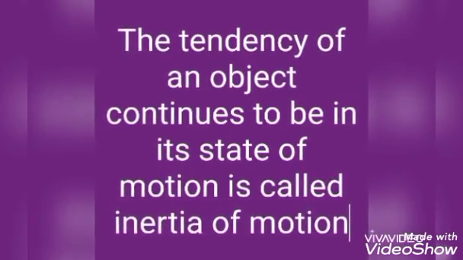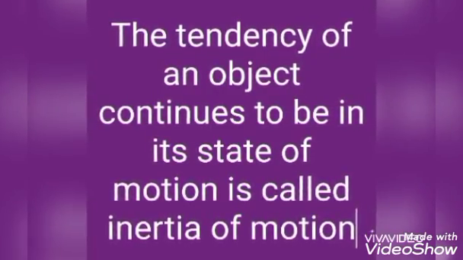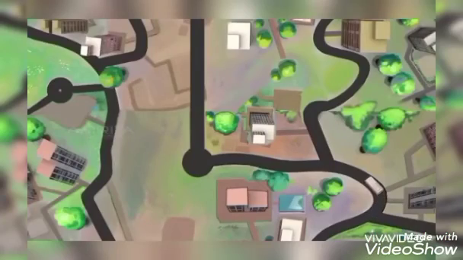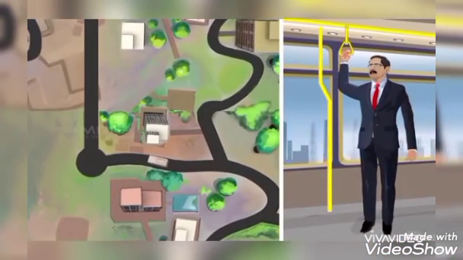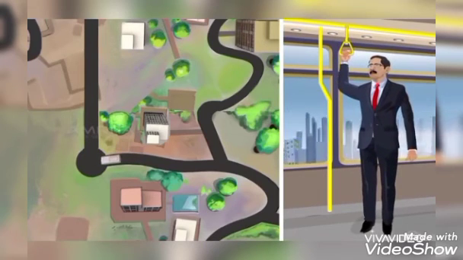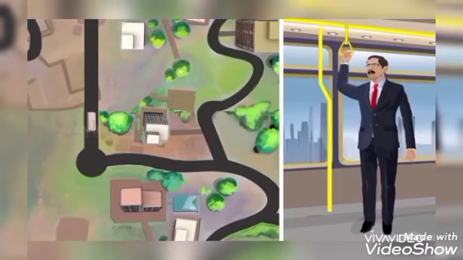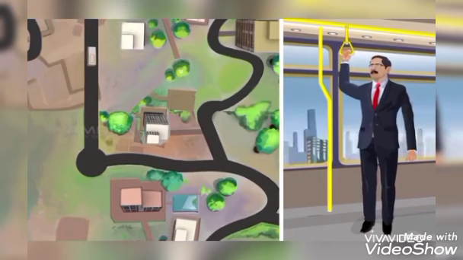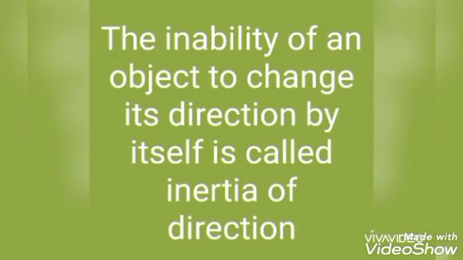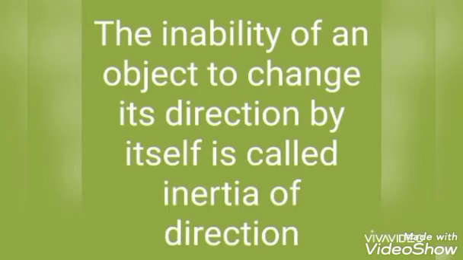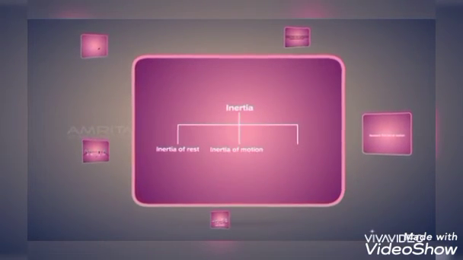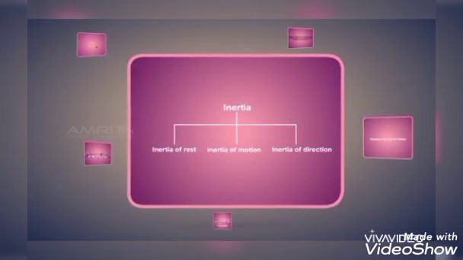We have such an experience while traveling in the bus. What happens when a fast moving bus negotiates the right hand curve on the road? The passenger will tilt to the left. Yes, this is due to the inertia of direction. Then what is inertia of direction? The inability of a body to change the direction of motion by itself is called inertia of direction. These are all about inertia. Inertia of rest, inertia of motion, and inertia of direction are the types of inertia.